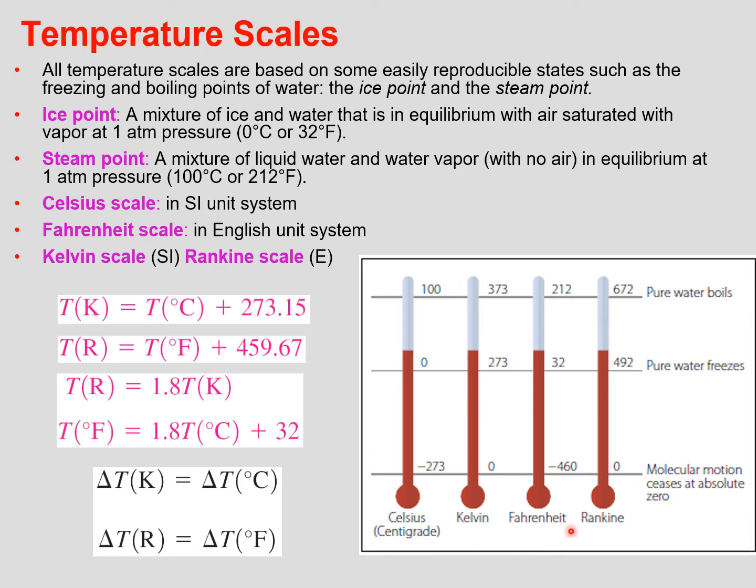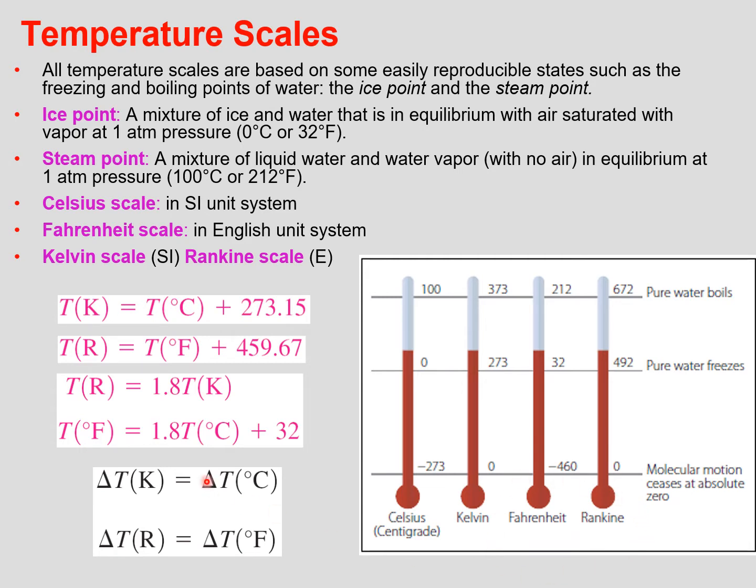We have the four different temperature scales that we use: Celsius, Kelvin, Fahrenheit, and Rankine. Celsius and Kelvin are the metric systems. Fahrenheit and Rankine are the English systems.